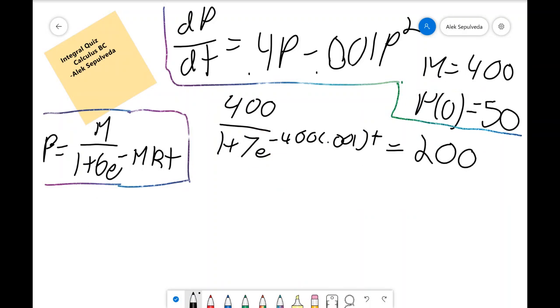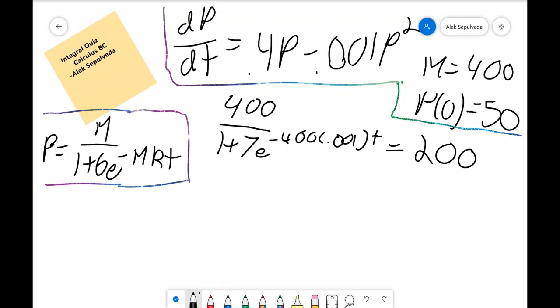So this is the final part to problem 9c on the integral quiz. Again, we are trying to find when the population will reach 50% of the carrying capacity. 50%, which is also known as half of the carrying capacity, would be 200 because our carrying capacity is 400. So I've written this up here. Now it's time to solve for t.